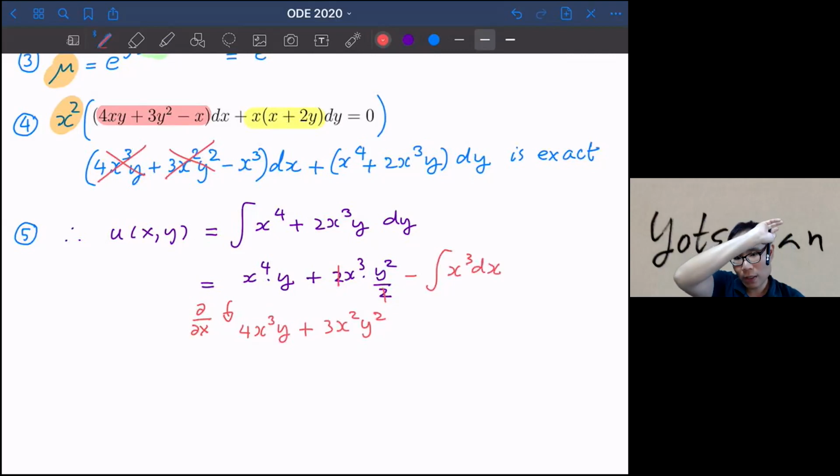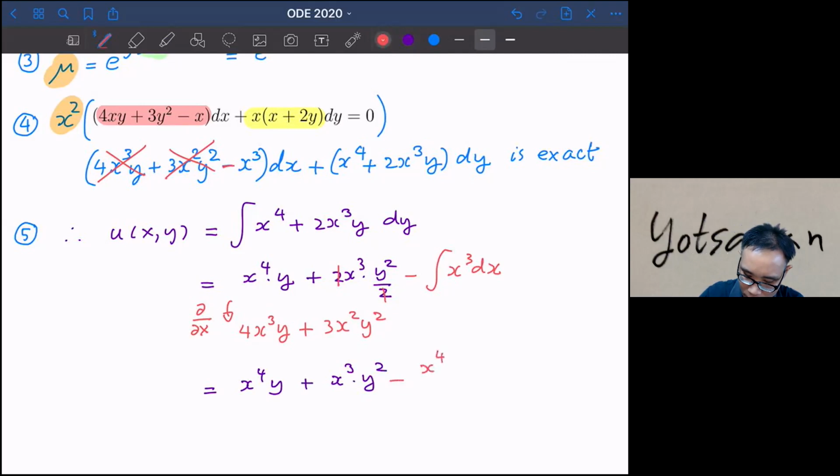So you're gonna compute negative x cubed dx, coming from the negative side here, and the final answer will be x to the fourth y plus x to the third y squared. And you integrate x cubed dx, so you get x to the fourth over 4. And you're gonna add your C, and this one will be equal to 0 for the final answer.